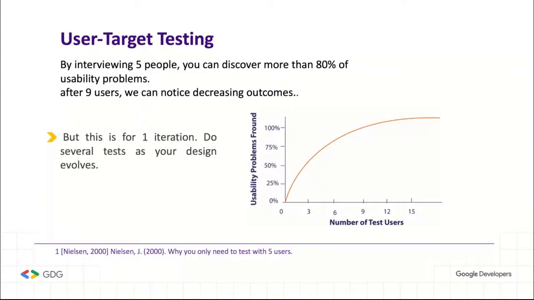I just want to talk about user target testing. It's very important to know that we can test 5 to 8 people. By interviewing five people, you can discover more than 80% of usability problems. After 9, we can notice decreasing outcomes. But this is for one iteration. Do several tests as your design evolves. So for one feature, we can do the test with 5 to 8 people, and to validate or to change, we do modifications and we have to retest again with 5 to 8 people.